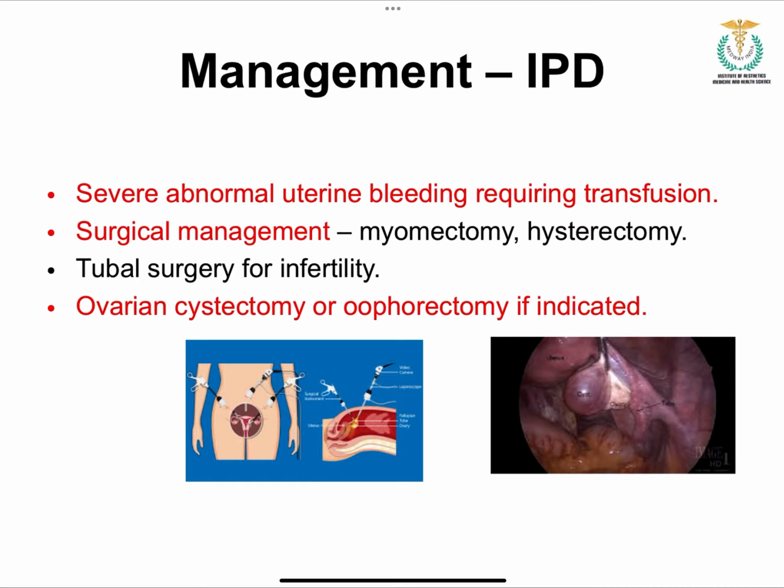If there is severe abnormal uterine bleeding requiring transfusion, in such a condition you can go for IPD management. Surgical management, like myomectomy and hysterectomy, you can go for in IPD. Also tubal surgery for infertility, and ovarian cystectomy or oophorectomy if indicated. Mostly mild cases will come on an OPD basis, where you can advise medications and lifestyle changes and clear it up. For surgical and acute cases, you can go for IPD management.